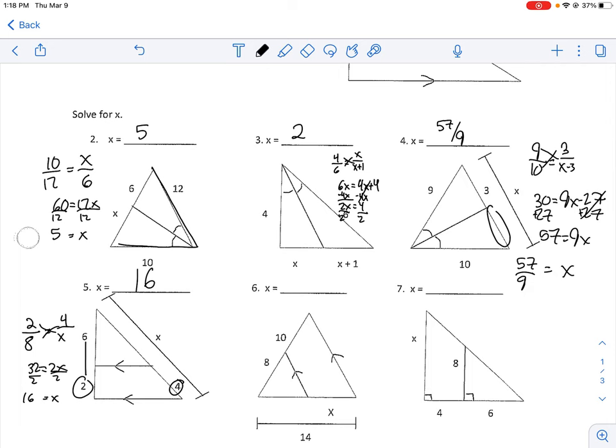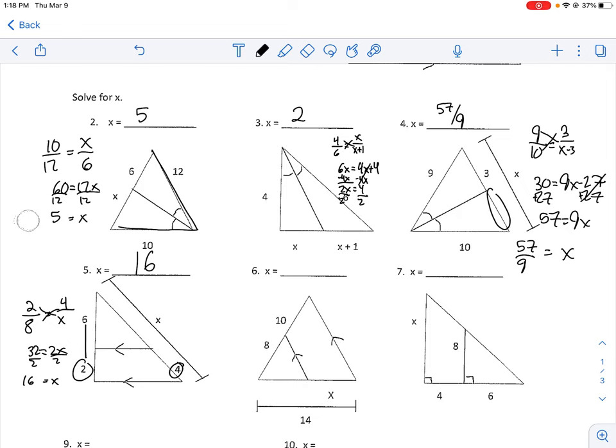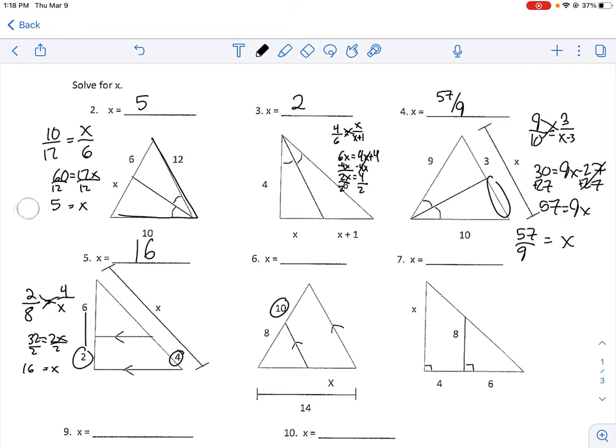Our next one is number 6. The proportion we want to set up there would, I think, again, be a bottom over whole side or top, depending on how you look at it. So 10 over 18 is equal to x over 14. Cross multiply, 18x is equal to 140. Divide by 18 on both sides, and x is equal to 140 over 18. What is 140 over 18 simplified? That'd be 70 over 9. Okay, so x is 70 over 9.